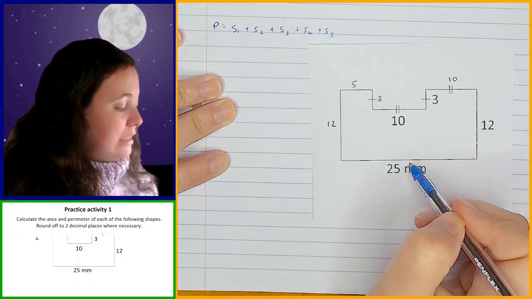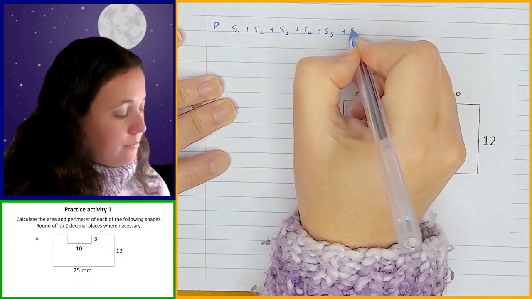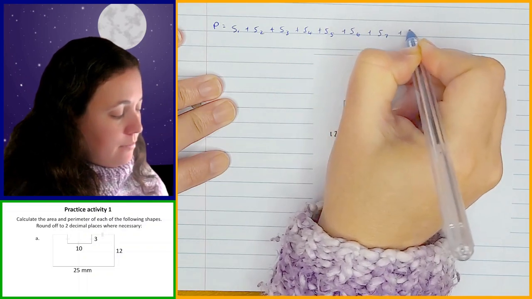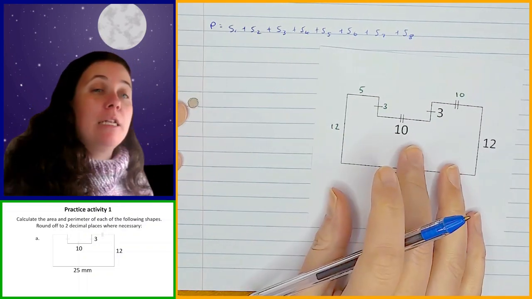Plus side 6 plus side 7 plus side 8. Okay. Now let's go and fill all of them in.